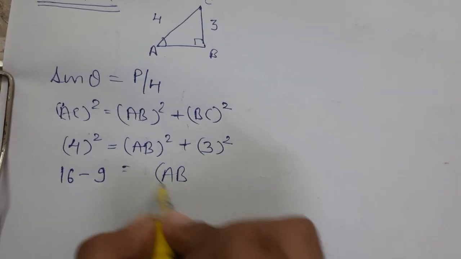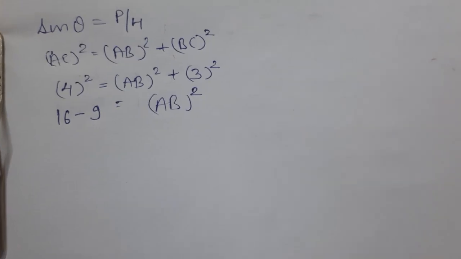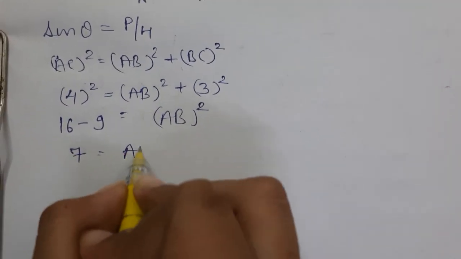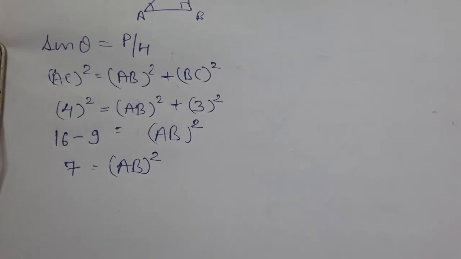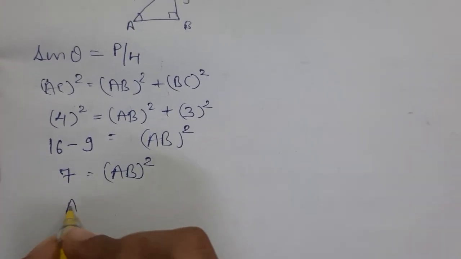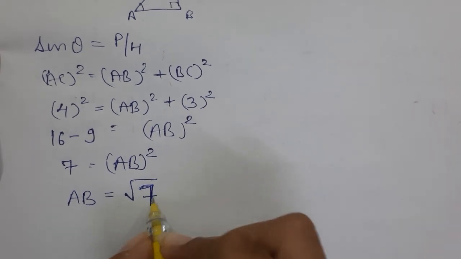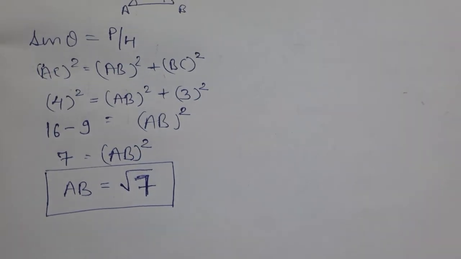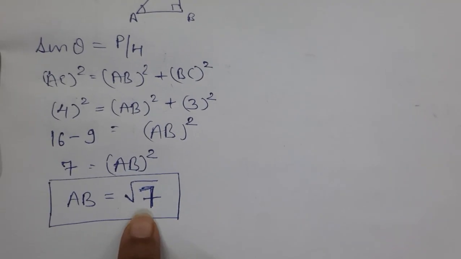We'll get AB square. 16 subtracted by 9 is 7, which is equal to AB whole square. But we need to get the value of just AB, not the square of it. So we'll apply under root to 7. So AB is equal to root 7. And if we solve for root 7, the value will make the question more complicated. So we'll solve this question simply with AB as root 7.